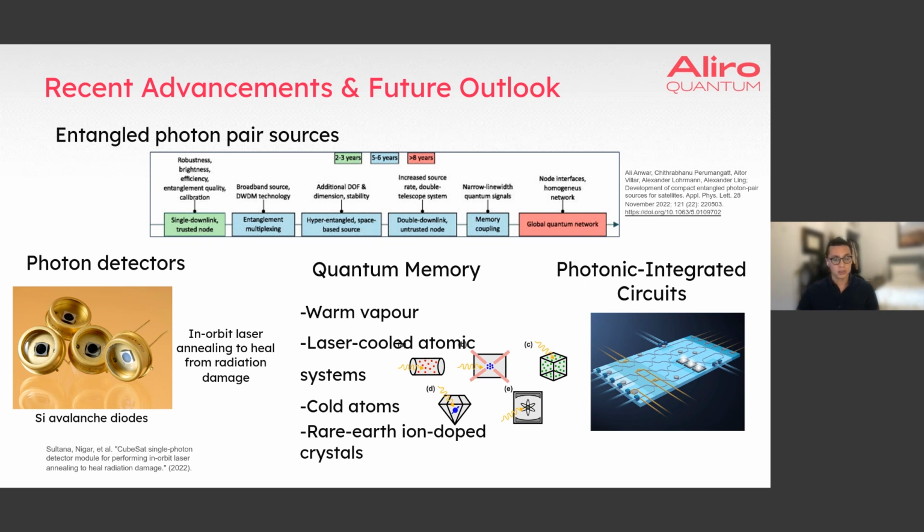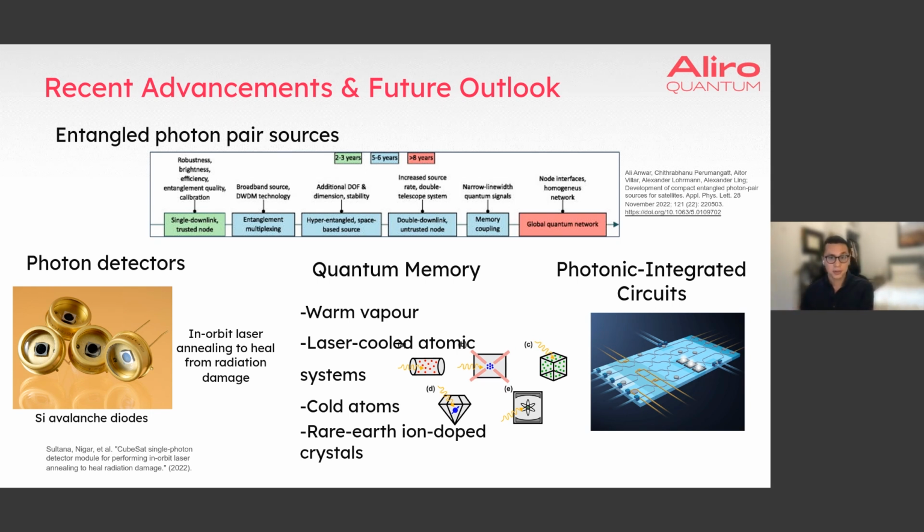Quantum memories are extremely important as well in scaling quantum systems and quantum networks. I'd like to highlight a few different promising platforms for quantum memory. There's warm vapor, laser-cooled atomic systems, cold atoms, rare earth ion-doped crystals. These are all different ensembles for being able to capture that photon and store it and retrieve it on demand from the quantum memory. And quantum memory really enables a whole suite of protocols that you can't do without this storage capability.